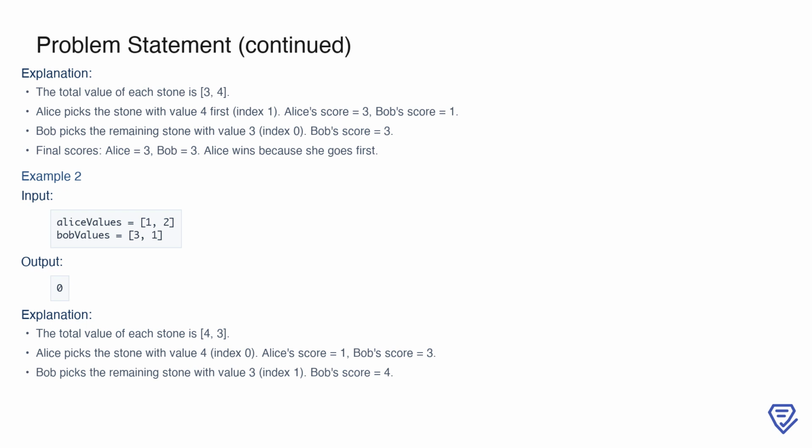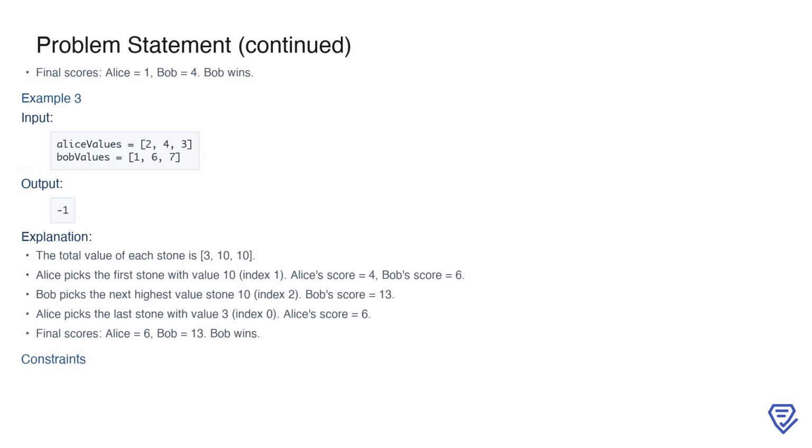the winner. Now, consider another example where Alice values is 1, 2, and Bob values is 3, 1. In this case, the total values are 4, 3. Alice picks the stone with total value 4, adding 1 to her score, while Bob picks the stone with total value 3, adding 3 to his score. The final scores are Alice with 1 and Bob with 4, resulting in Bob being the winner.